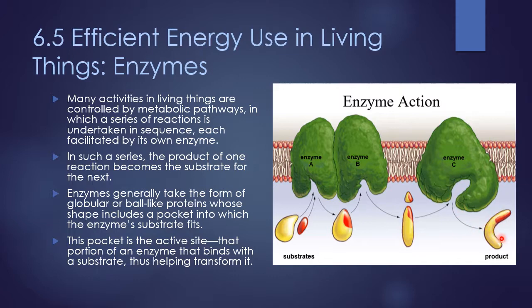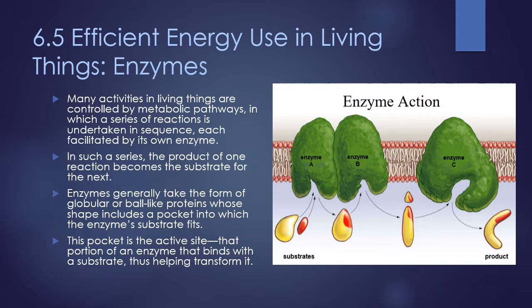changing it into this. So a metabolic pathway is just when you're looking at several different reactions that need to occur in order to get the end product that you need. You can't just go instantly from this to this. It has to go through several different steps to get there, and we call that a metabolic pathway.